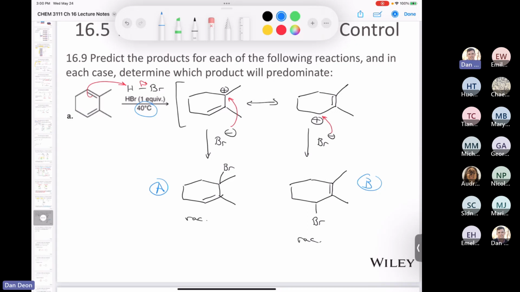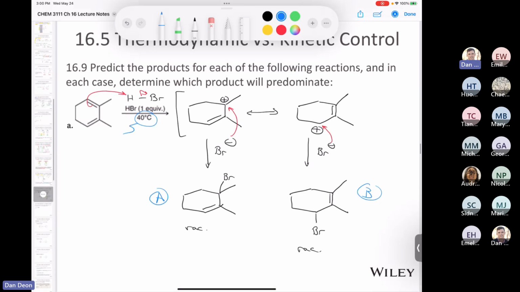Would it be A or B that would predominate in this case? It's going to be B, right? Because B is the 1,4 adduct, right? This reaction is going to be under thermodynamic control, right? Therefore, the 1,4 adduct will predominate.